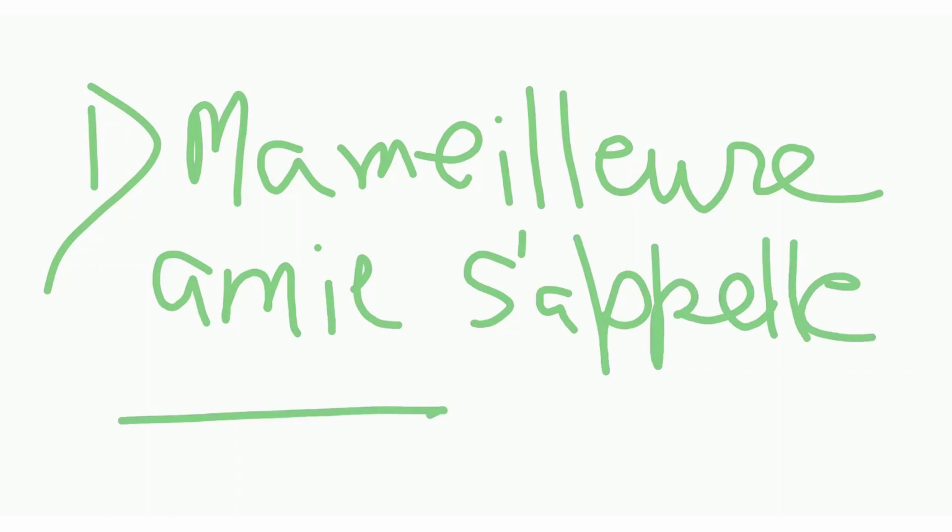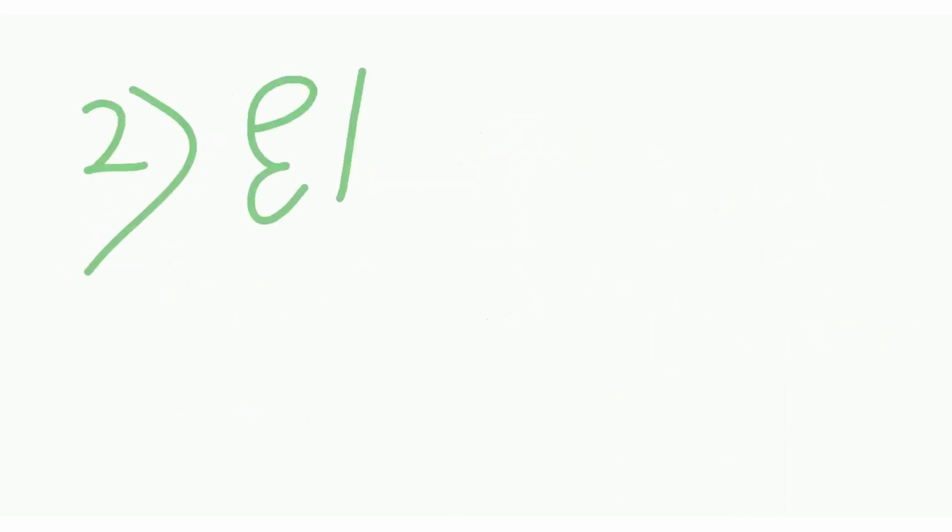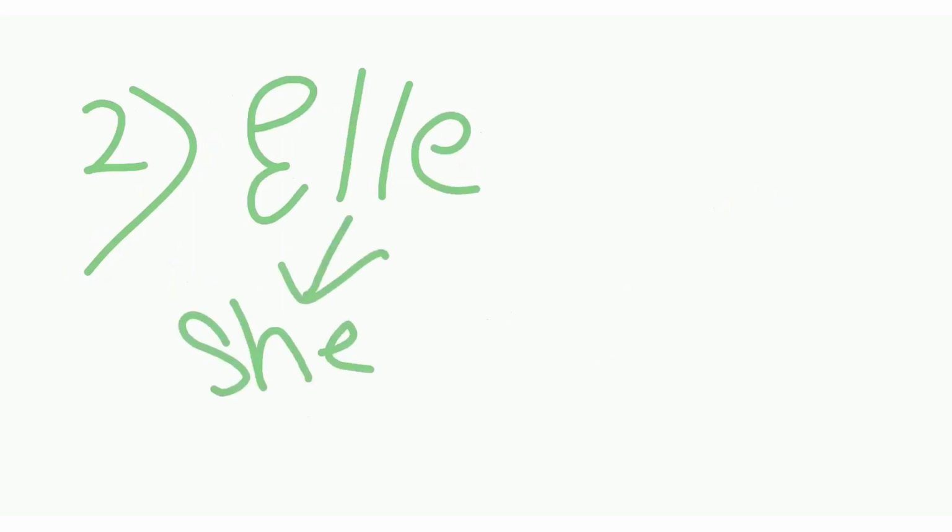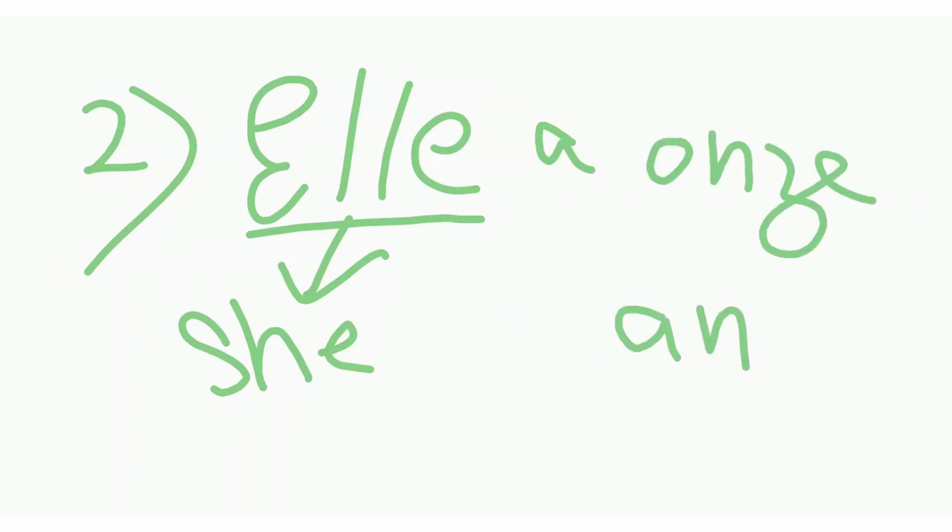Now, next is what is her age? Elle, this is she. If you want to write he, we will say il. But since you're writing she, the pronunciation is elle, E-L-L-E. Then a, which means has. So she is 11 years of age.